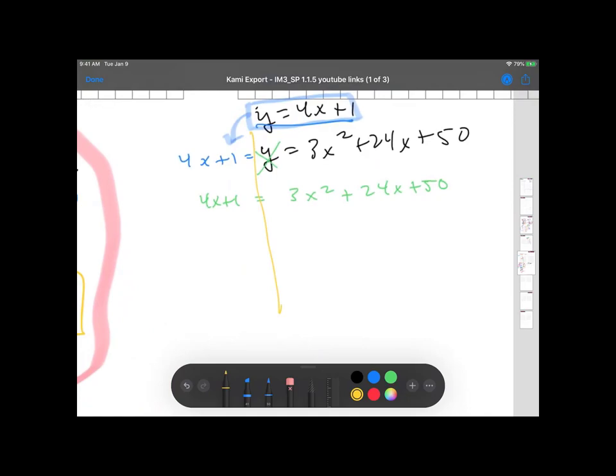Now we need to set it equal to 0. So we need to basically move everything away. I'm going to use opposites, the inverse math operation, to go across the equal sign. Why is that the case? Because it equals 0. 4x minus 4x equals 0. 1 minus 1 equals 0. Then I'm left with 3x squared plus 20x plus 49.